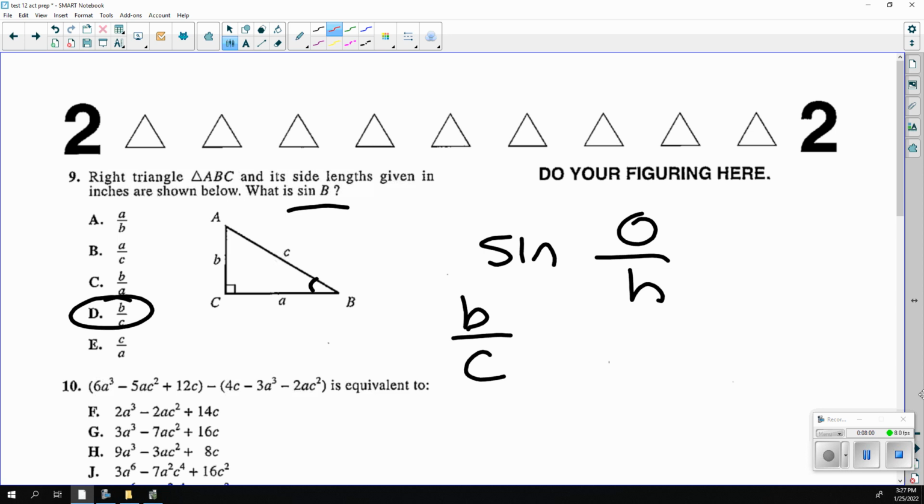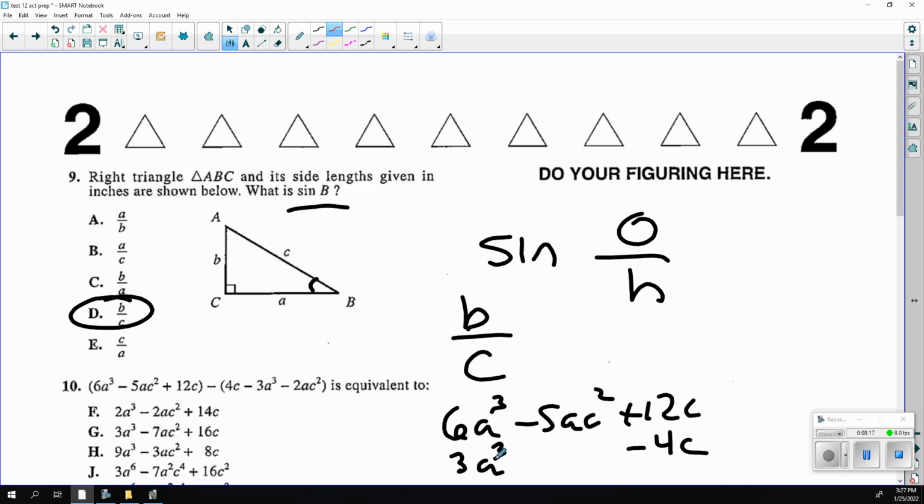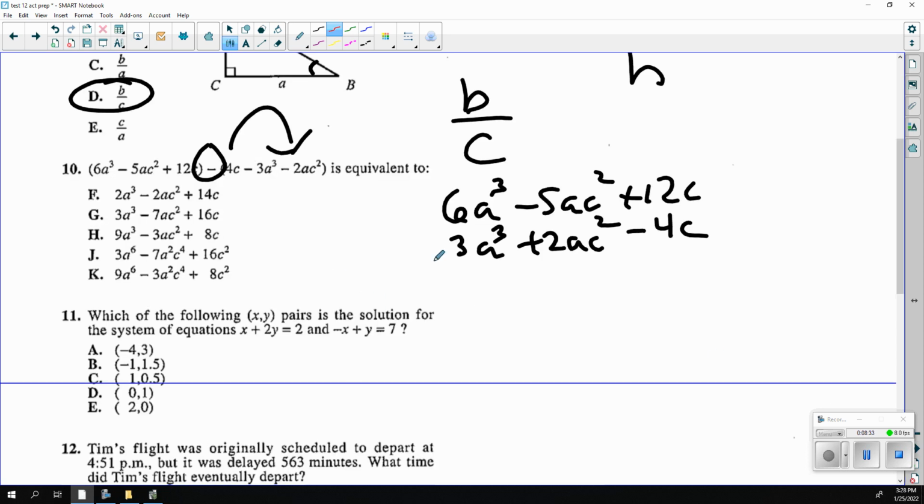We're adding like terms here, so it's 6a cubed minus 5ac squared plus 12c, and then you're going to minus 4c, because you're going to change the sign. You're going to add 3a cubed, and then you're going to add 2ac squared. The minus here changes all those signs. So the answer should be 9a cubed minus 3ac squared plus 8c, choice 8. The name when you're adding does not change.